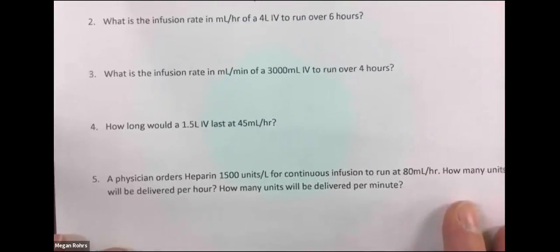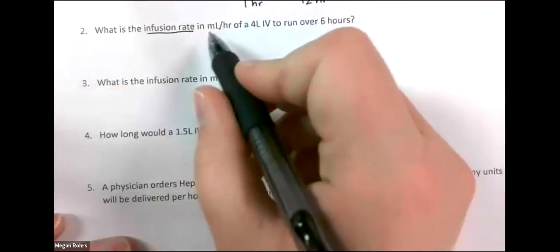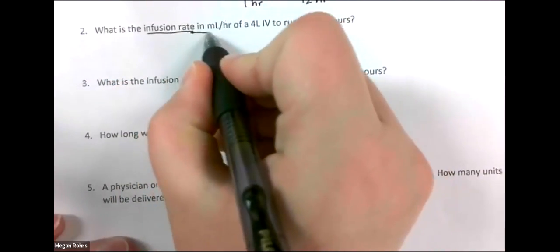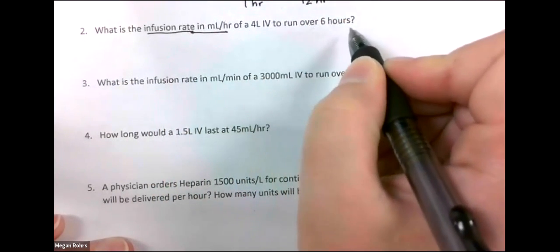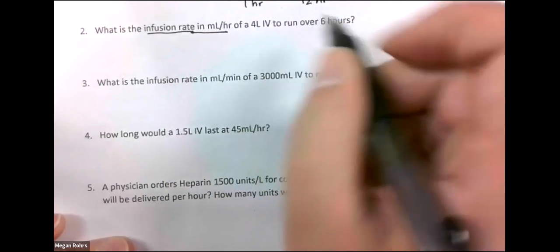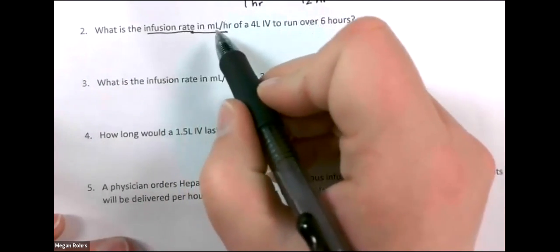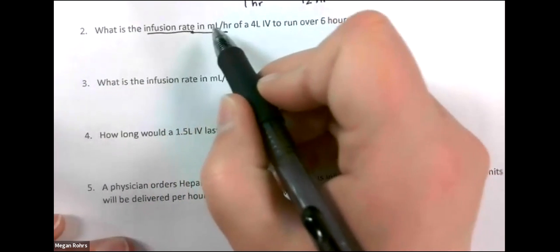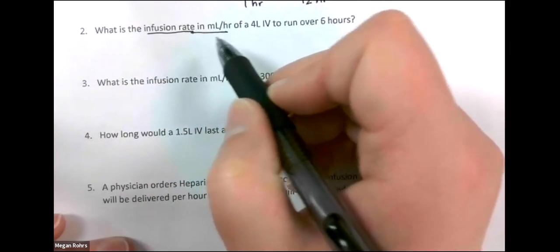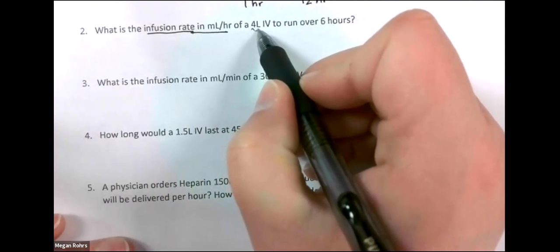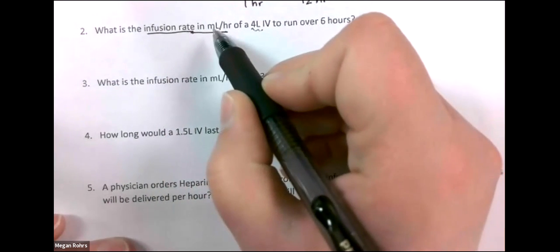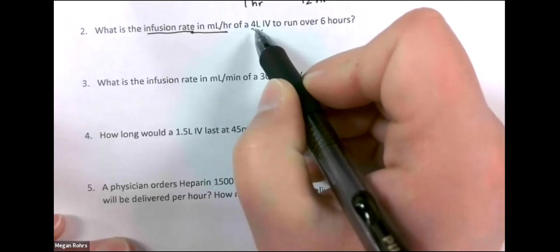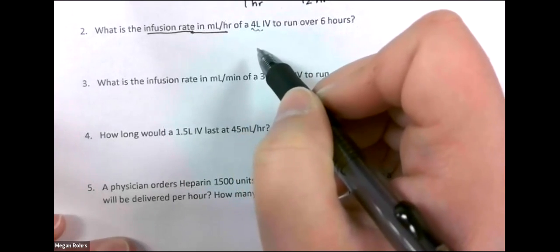Now, number 2, what is the infusion rate in milliliters per hour of a 4-liter IV to run for 6 hours? So now this time we're looking for the rate. So our final answer should be in milliliters per hour. Well, we're given 4 liters here. So the first thing we should do is recognize that our answer needs to be in milliliters. We got to convert this 4 liters into milliliters.